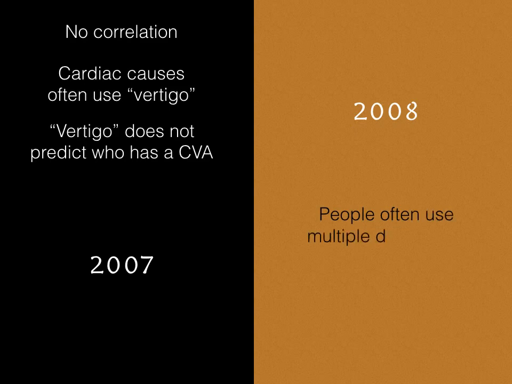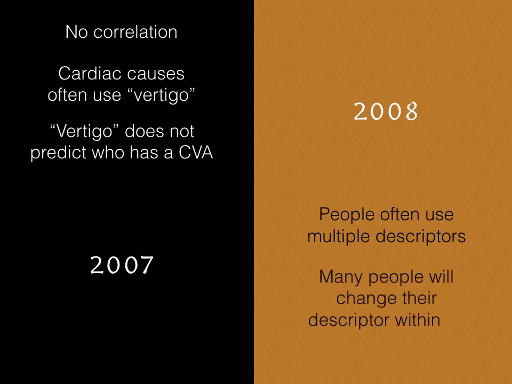The next year, a study was done which demonstrated that people often use multiple descriptors when allowed to, and furthermore, when they're asked 10 minutes later to re-describe their symptom of dizziness, they tended to change how they described the dizziness. People that started out describing it as vertigo then described it as lightheadedness or disequilibrium.